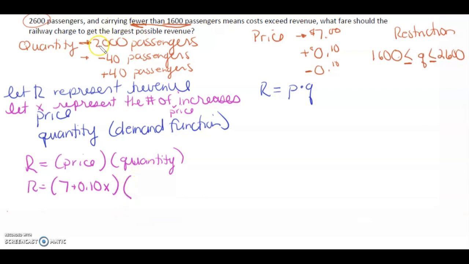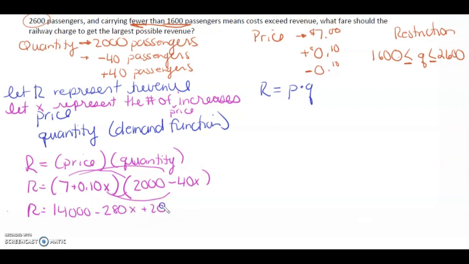Now quantity: 2,000 passengers, that's what we start with, and then minus 40x. Every single time there's a price increase, we're doing negative 40. So if there are 3 price increases, it'd be 120 fewer passengers, just as an example. Now we want to expand this, so we can FOIL this equation, and we get 14,000 minus 280x plus 200x minus 4x squared.